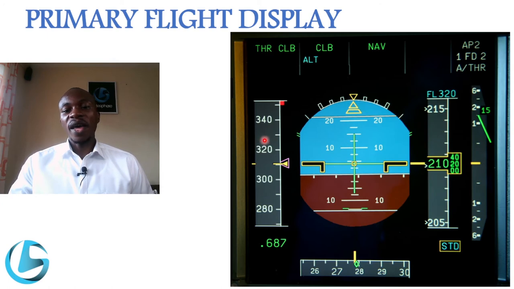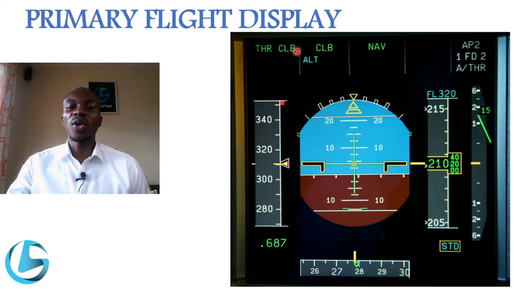We also have airspeed indication on this left side of the PFD. We have altitude information on the right side of the PFD. There is also a vertical speed indicator that indicates the rate of climb or rate of descent of an aircraft on this right side. Also, we have the information about the heading of an aircraft displayed at the bottom here, and also the track that the aircraft is following.